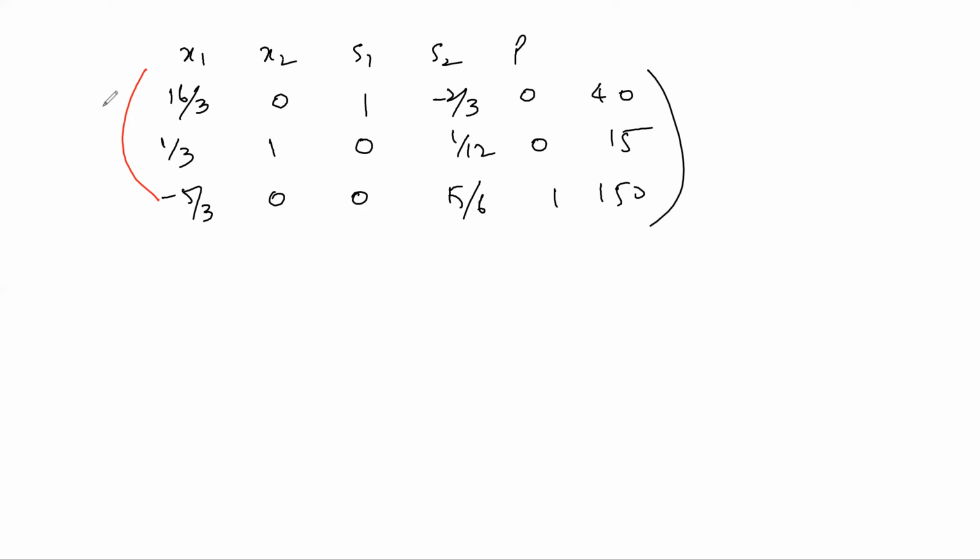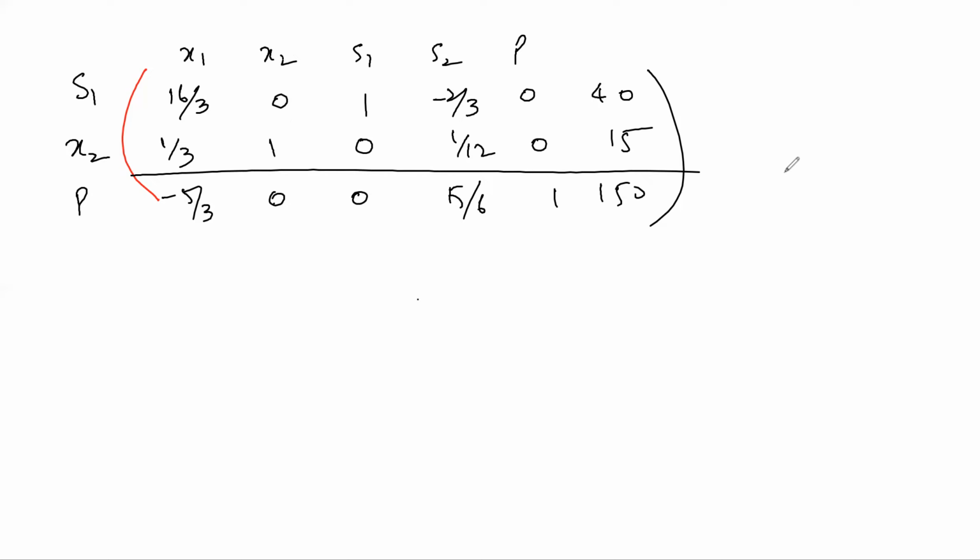Now you see which one is our basic variable. Now x2 is our basic variable and s1 is our basic variable, because in x2 we have 1 and the rest of the elements are 0. So here now we will write x2, and s1 will remain here and p will remain here. This is a tricky point.